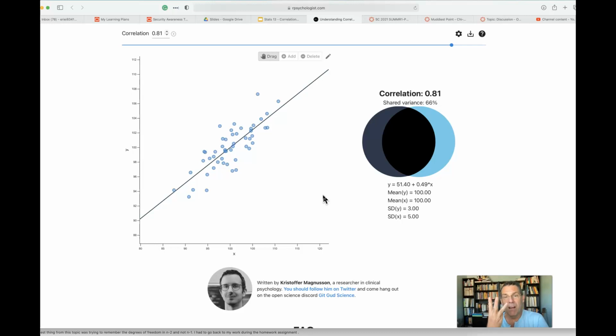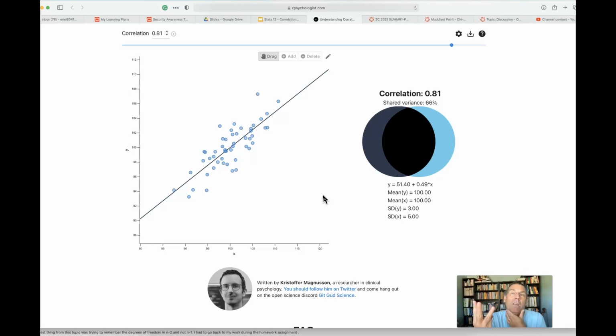Third one is the third variable problem, meaning that the correlation between high school GPA and college GPA could be due to all sorts of other things. Could be due to socioeconomic status. Could be due to how many hours you work. Could be due to age. Could be due to who knows what. There's lots of possible variables that might be the reason why X and Y are connected. They're not connected directly to each other. They're connected through another variable.